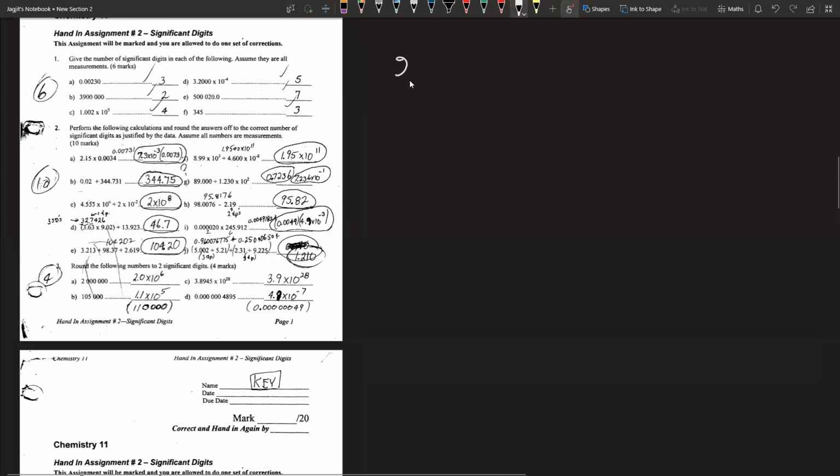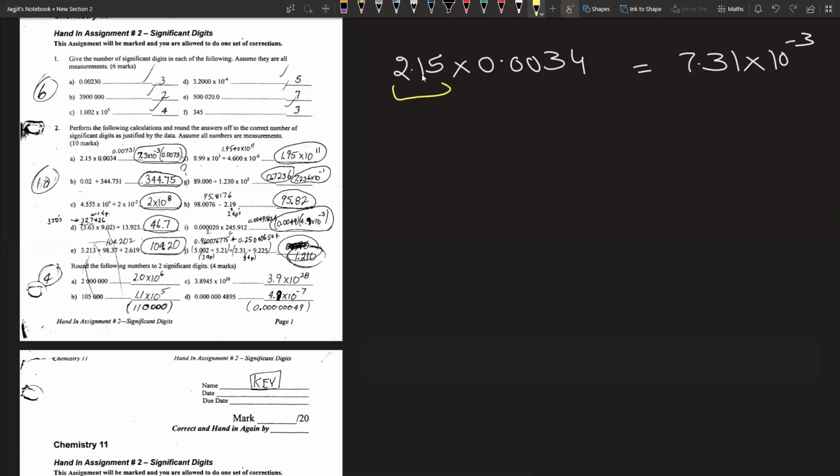So we have 2.15, and it's being multiplied by 0.0034. So first of all, let's just blindly punch it in. 2.15 multiplied by 0.0034, and you should get 7.31 times 10 to the power minus 3. Okay, so ask yourself, how many sig figs are there in this number? We got 3 sig figs. And what about on this one? Well, only these guys are going to count, so that's 2. So my answer should have the least number of sig figs, so my answer should only have 2 sig figs. So this should be only 7.3 times 10 to the power minus 3.